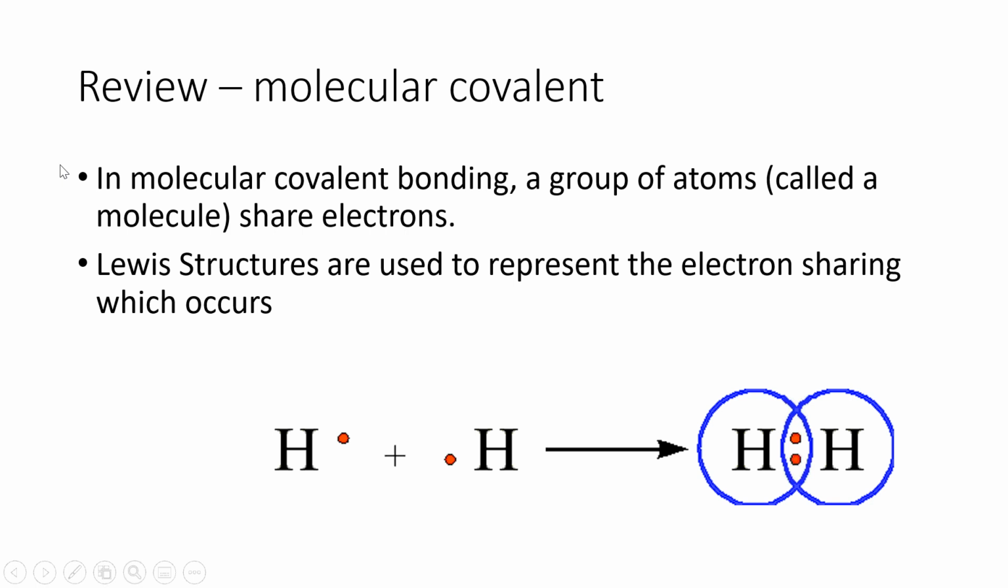And when we're doing molecular covalent bonding, a group of atoms called a molecule, they share electrons, and we can use these Lewis structures to represent the electron sharing which occurs. So what's going on in a molecule of hydrogen is that you have 2 hydrogen atoms coming together and sharing their electrons there, like this.